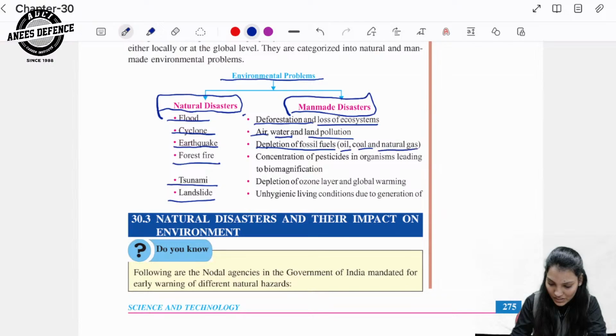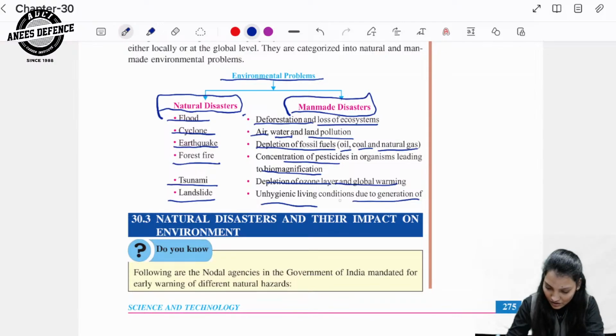Next is concentration of pesticide in organisms leading to biomagnification. Next is depletion of ozone layer and global warming. And the last one is unhygienic living condition due to generation of waste. There is a typing mistake. Okay. Now we'll look at the topics one by one.